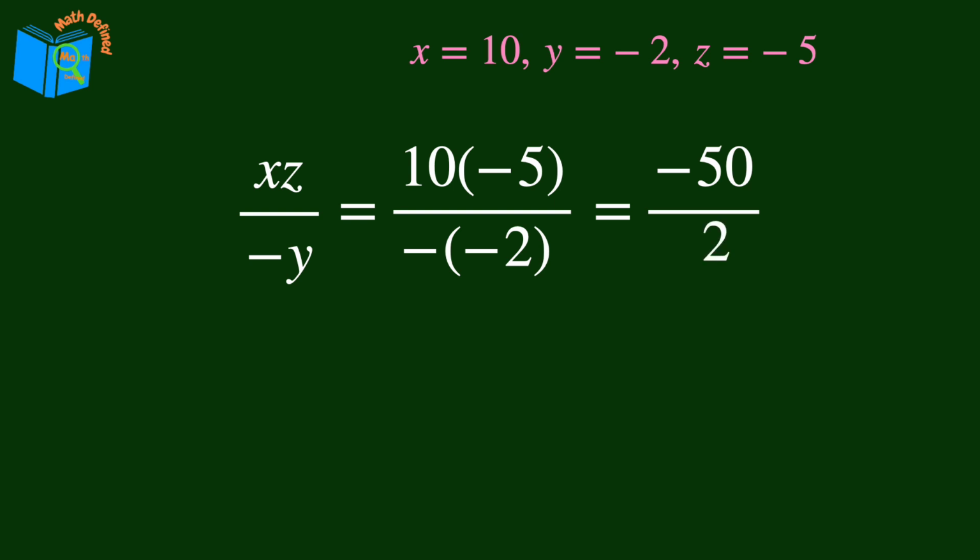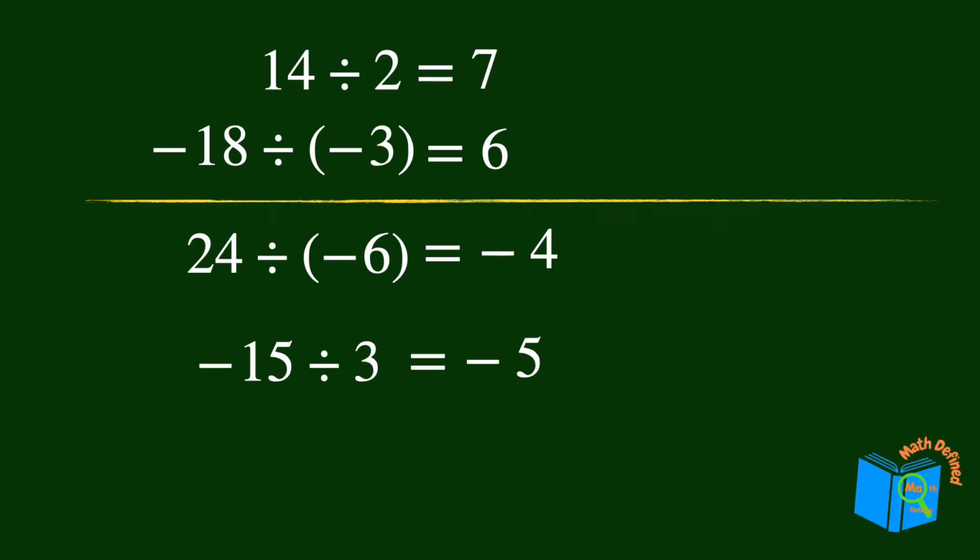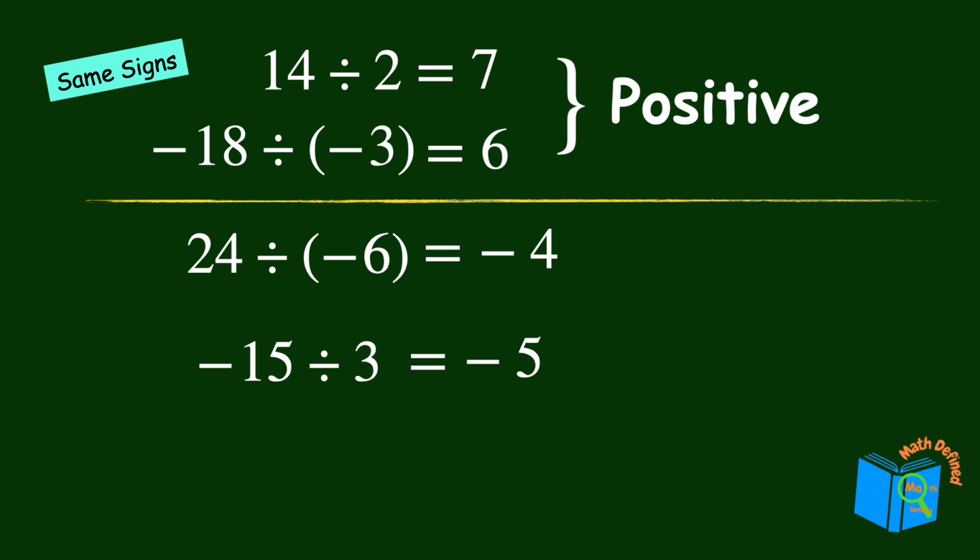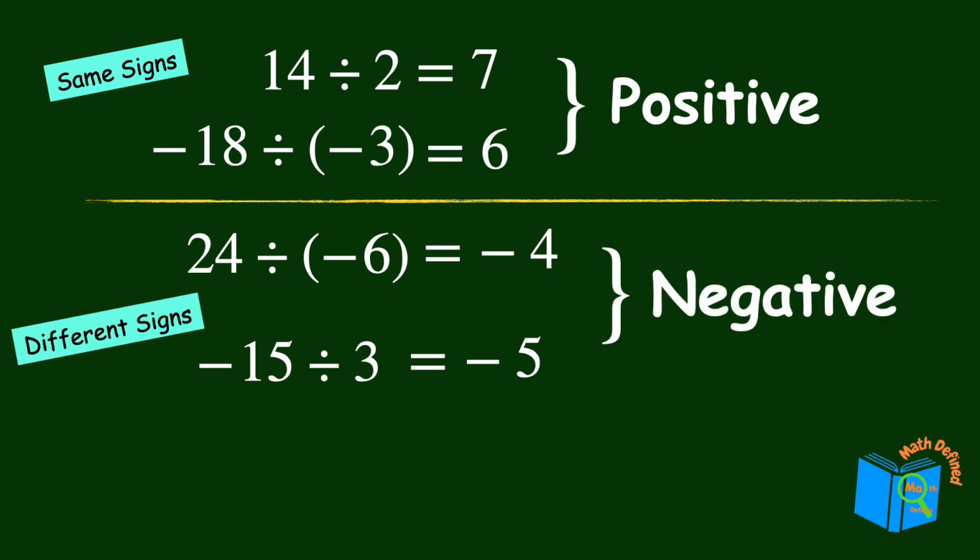The last step is to simplify the fraction by dividing negative 50 by 2, resulting in negative 25. And there you have it. The solution to our second expression is negative 25. Let's do a quick recap. When dividing integers, remember these key rules. Same signs give a positive quotient, and different signs give a negative quotient.